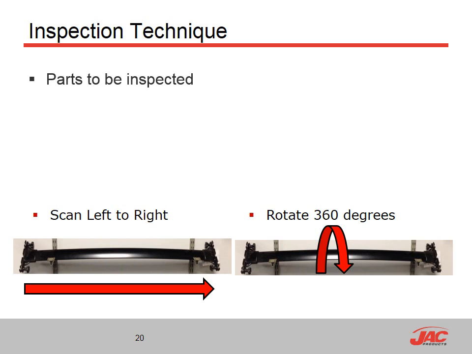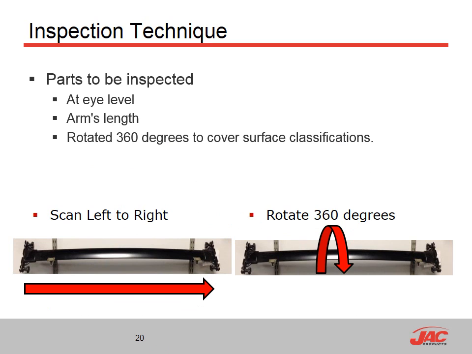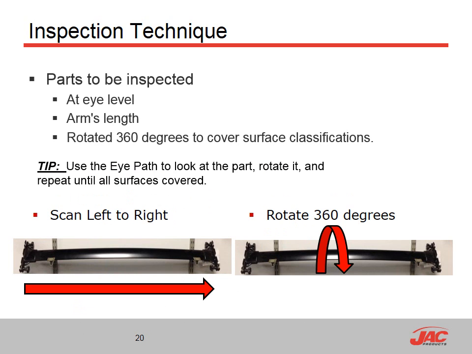The inspection technique to use when inspecting all parts has 3 simple steps. First, hold the part at eye level. Second, extend your arms out straight so that the part is approximately 2 feet away from your eyes. Finally, rotate the part 360 degrees so that you are able to look at the entire part. Don't forget to use the eye path you just learned in Lesson 2 to look from left to right.